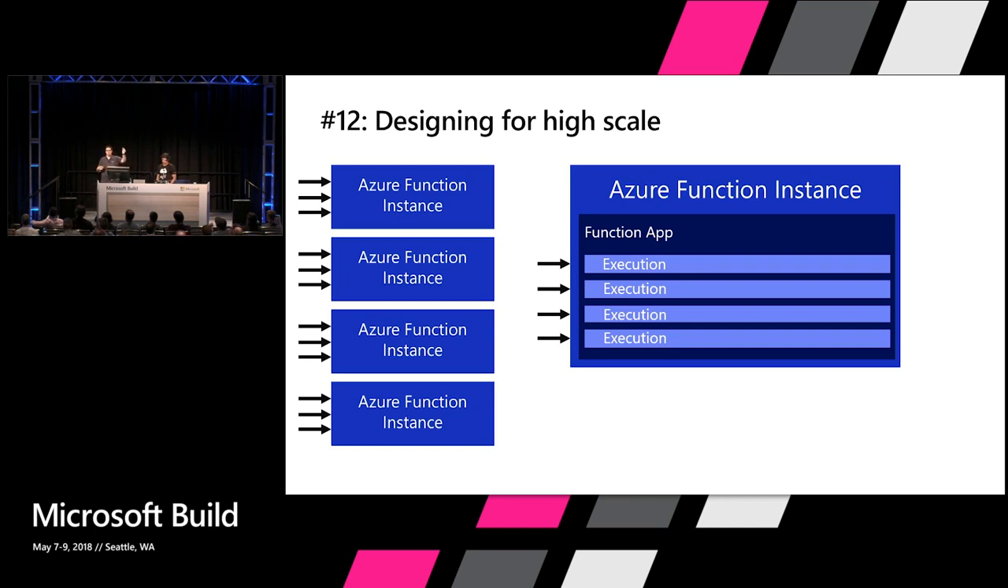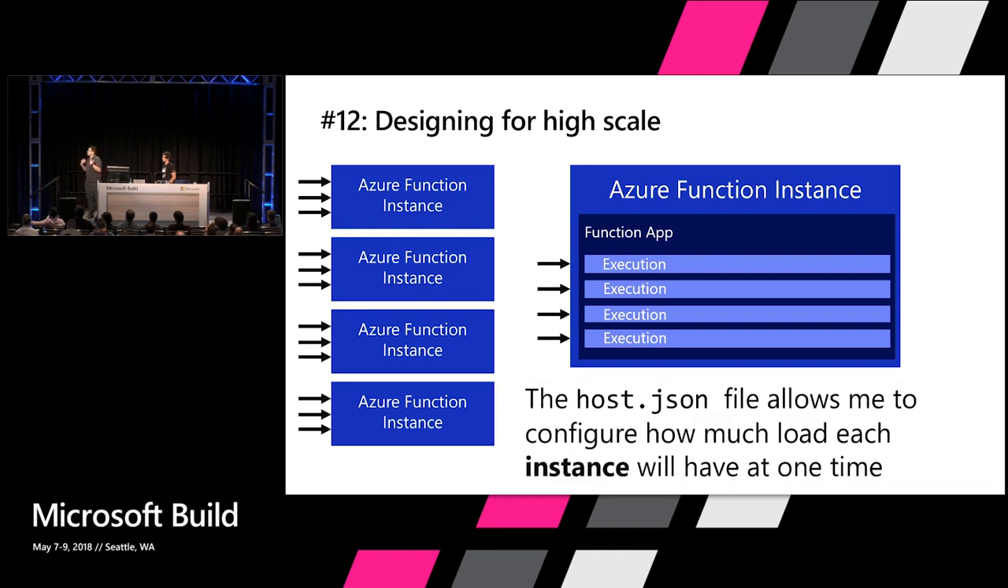Because sometimes one message just represents add A plus B, but other times one message might represent some really complex and heavy lifting. So while we do our best effort to make sure that we're putting people in the right number of instances, there is this file called the host.json file. It's almost this secret file that you see in your projects, but you don't even really know what it does. This is the file that lets you decide how many executions in parallel you want one instance to handle.